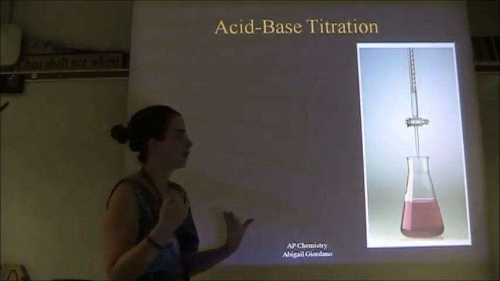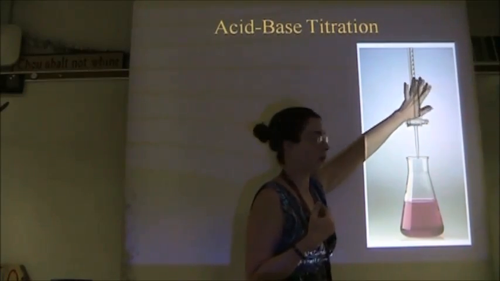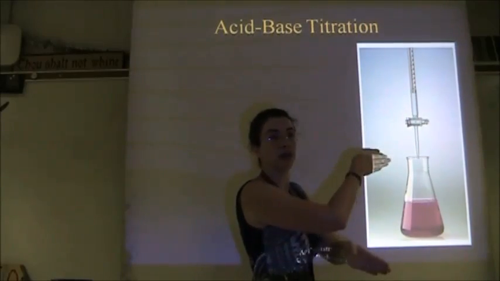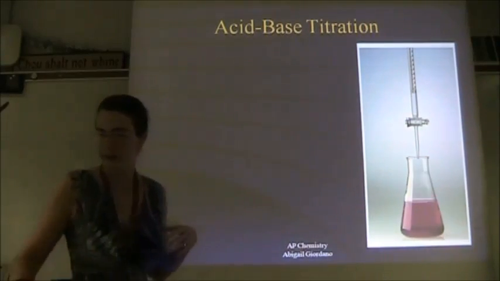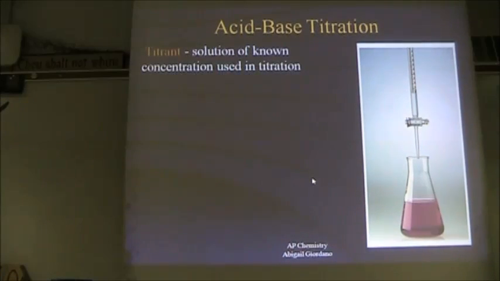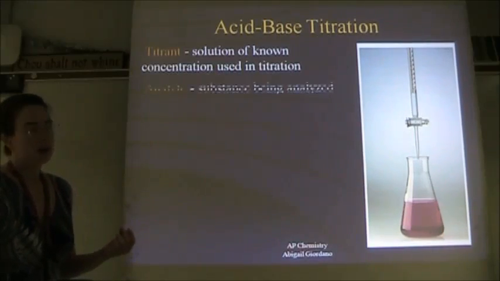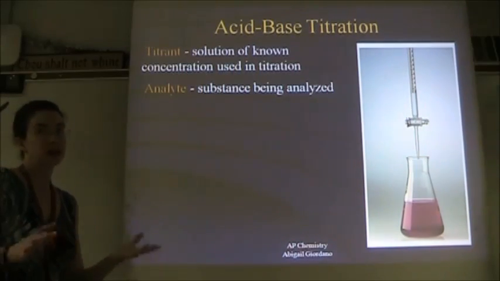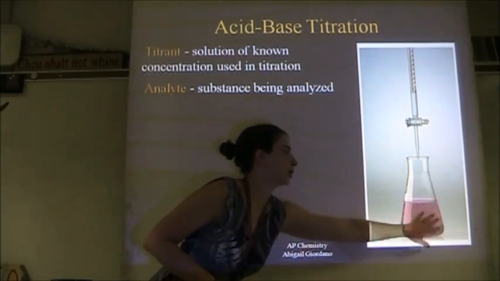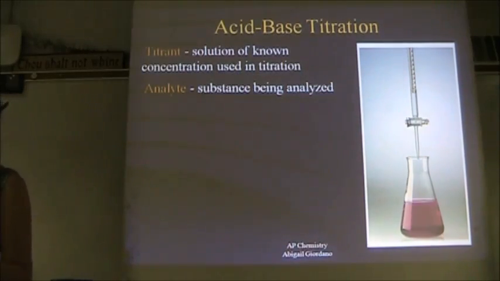So what you would have is maybe your acid is up here and your base is down here, or it could be the reverse, base up here, acid down there, doesn't matter. But there's some vocabulary you need to know. Whichever substance is in the burette, that is what we call our titrant. Okay, not tyrant, titrant. Whatever is down here in the flask, could be the acid, could be the base, that's our unknown, and that is called your analyte.